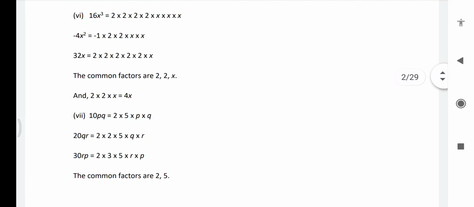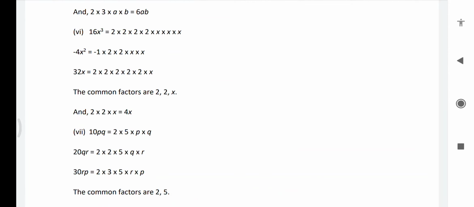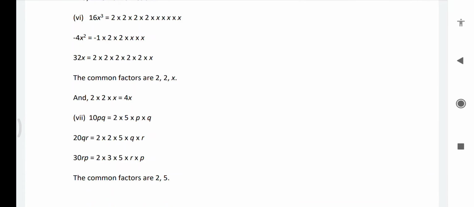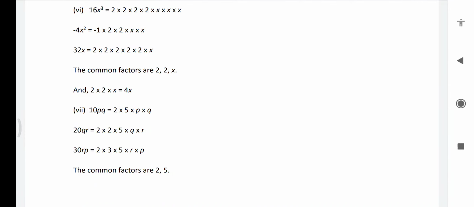Now 6 number. 16x cube, we can write 2 multiply 2 multiply 2 multiply 2, 2 2 is 4, 2 is 8, 2 is 16. X cube, we can write x multiply x multiply x. Minus 4x square. In place of 4 we can write 2 multiply 2, and x square we can write x multiply x. 32x, 2 2s are 4, 2s are 8, 2s are 16, 2s are 32. We write it in this way. All the 2s are prime. Multiply x.